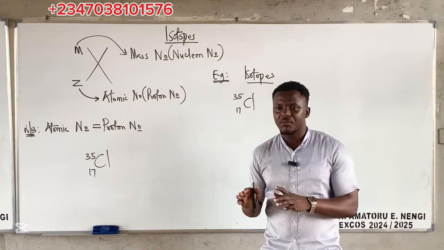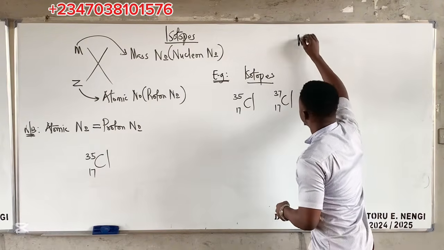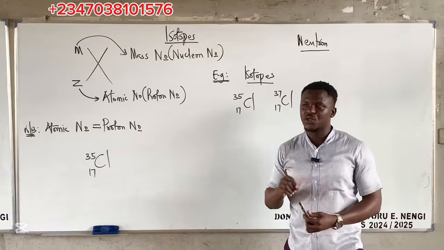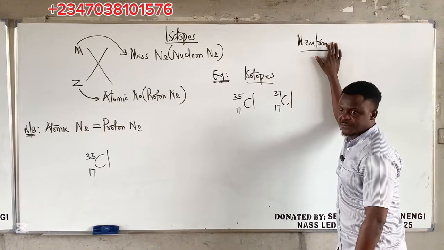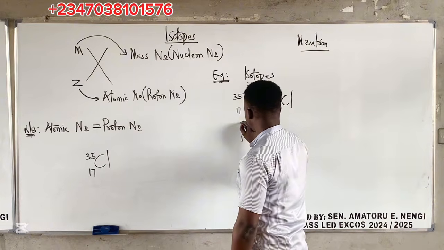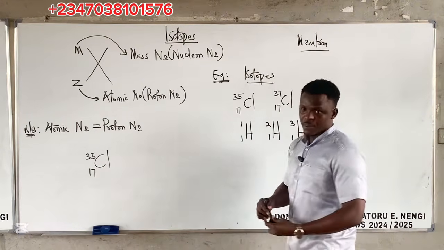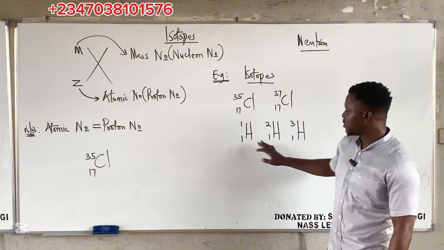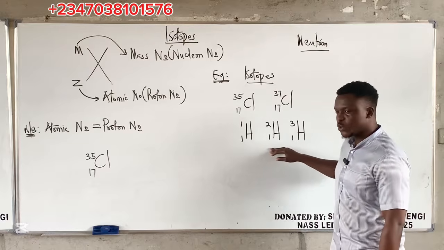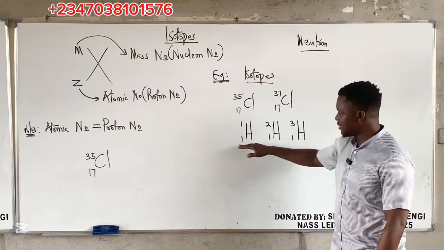And the difference in the mass number is due to the difference in their neutron number. So in case somebody asks you, the difference in mass numbers of isotopes is as a result of the difference in their neutron number. Okay, so another example of this, we have hydrogen. Now this is protium, this is deuterium, and this is tritium. Right? Now these are the three isotopes of hydrogen. If you notice, they all have something in common. 1, 1, 1. This is the atomic number.